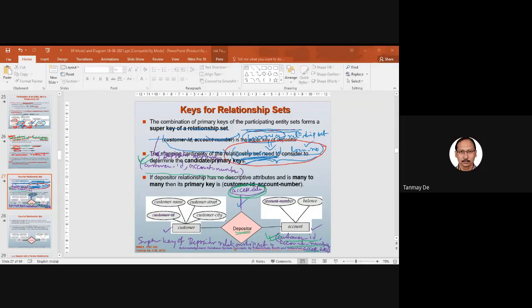Now in this ternary relationship set, the meaning is that each entity in A is associated with a unique entity from B and C, because the B and C sides have mapping cardinality 1. Or we can mean that each pair of A and B is associated with a unique C entity, or each pair of A and C is associated with a unique B entity.